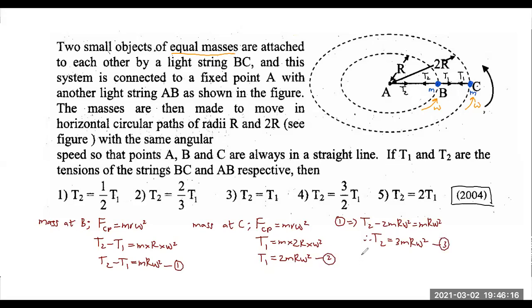Right, this is equation 2 and this is equation 3. Let's divide 3 by 2. When you divide 3 by 2, you will be getting T2 divided by T1 equal to, on the right side, 3mr omega square divided by 2mr omega square, and that's going to be 3 over 2. And ultimately, we need to get an answer for T2. If I make that the subject, T2 is going to be equal to 3 over 2 T1. And that is the fourth answer.